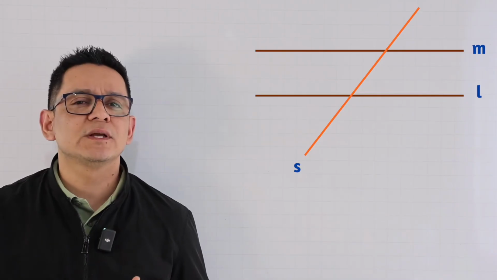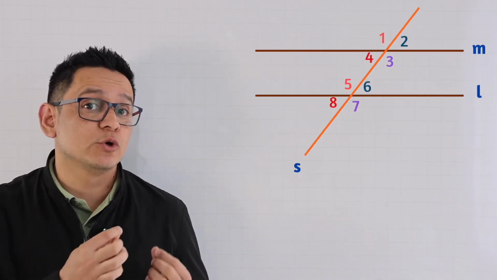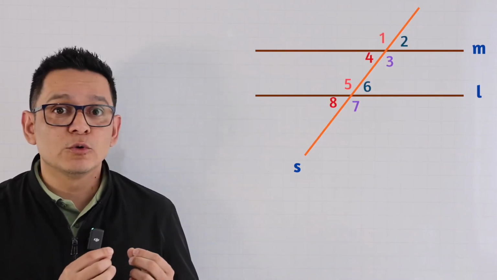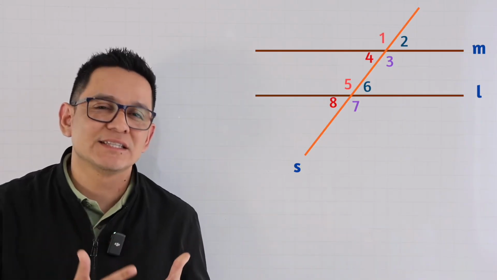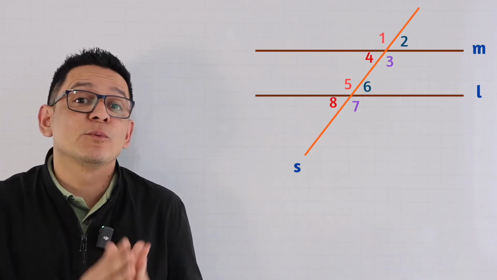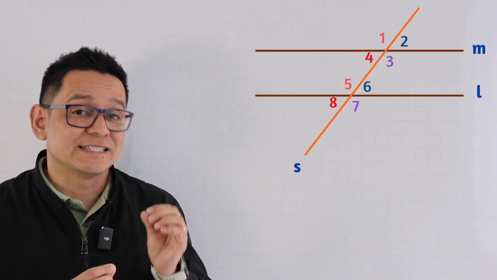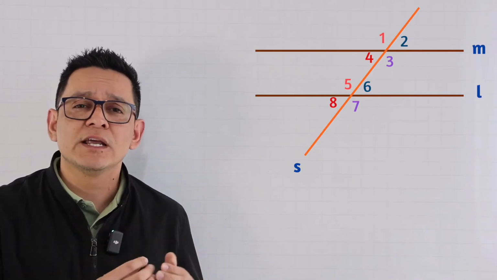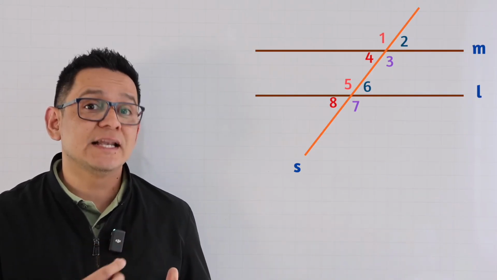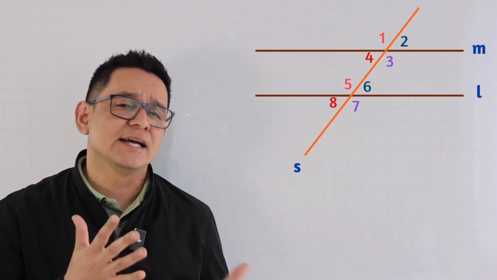As you can see, a total of 8 angles are being formed, and these 8 angles have certain relationships with each other. That's exactly what I'm going to talk about today. Today I'm going to talk about the relationships between angles that are formed when we have two parallel lines cut by a transversal. So if you want to learn this in detail, please keep watching, because without further ado, let's get started.